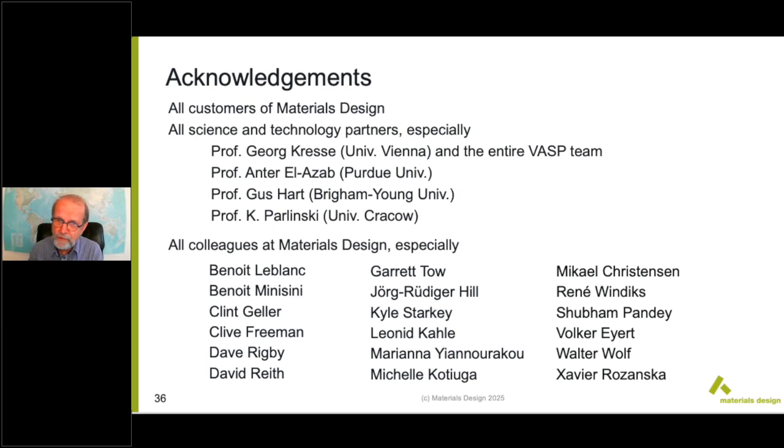We've talked about fluids, but of course we can simulate lots of fluid properties. Michelle Kotjuga, she's an excellent support scientist. Mikael Christensen, well, I mentioned his name several times. He worked in the development of these MLPs and the zirconium oxide, and now the tungsten oxides. René Windix, leading our support team.